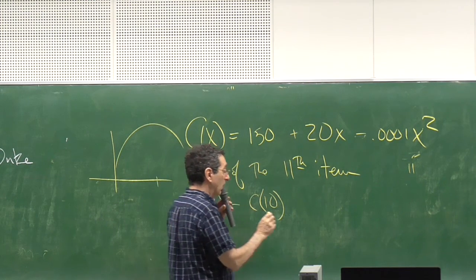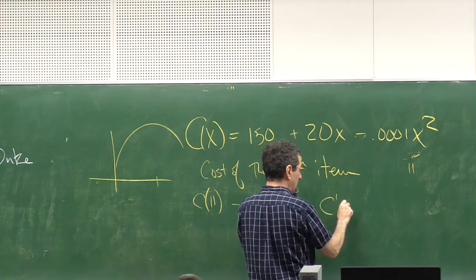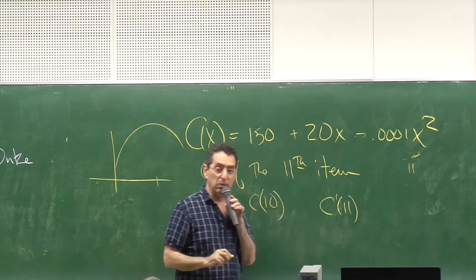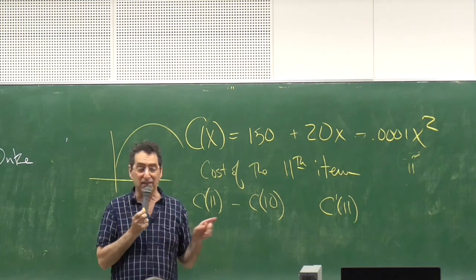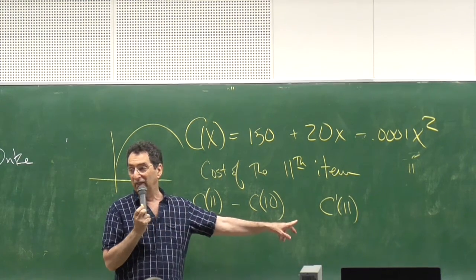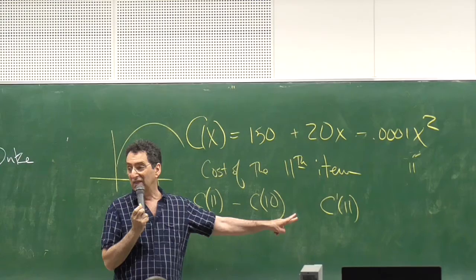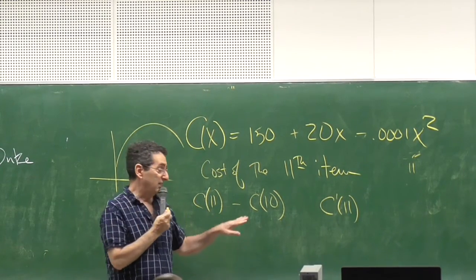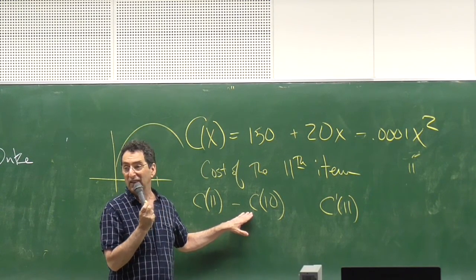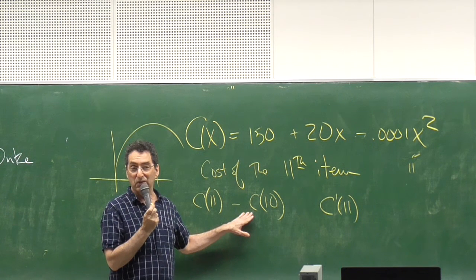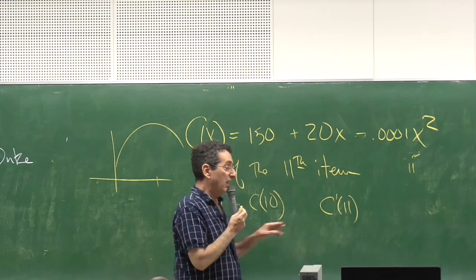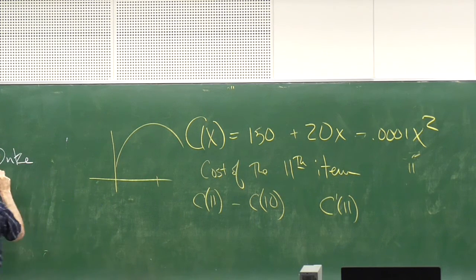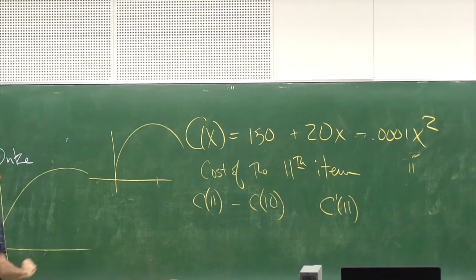Now this thing, they said, is also the cost of producing the 11th item. Right? That's what they said on the screen. But that's not completely true. It's very, very, very close, but it's not exact. This is exact. This is the definition. Right? This is what we mean by producing the 11th item. This is just an approximation to that. Okay, and you can see that it's an approximation because, let's say, it would look like that.